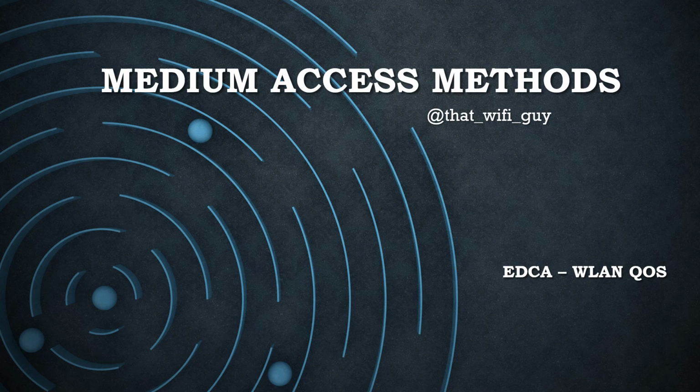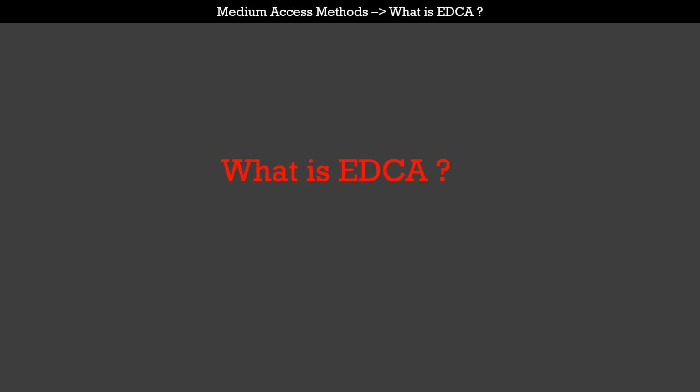Today we're going to talk about another technology called Enhanced Distributed Channel Access, or EDCA. EDCA essentially is the means by which quality of service is enabled in the wireless LAN world. Now, what is EDCA and how does it differ from the first technology that we discussed in the first video, which was Distributed Coordination Function, or DCF?